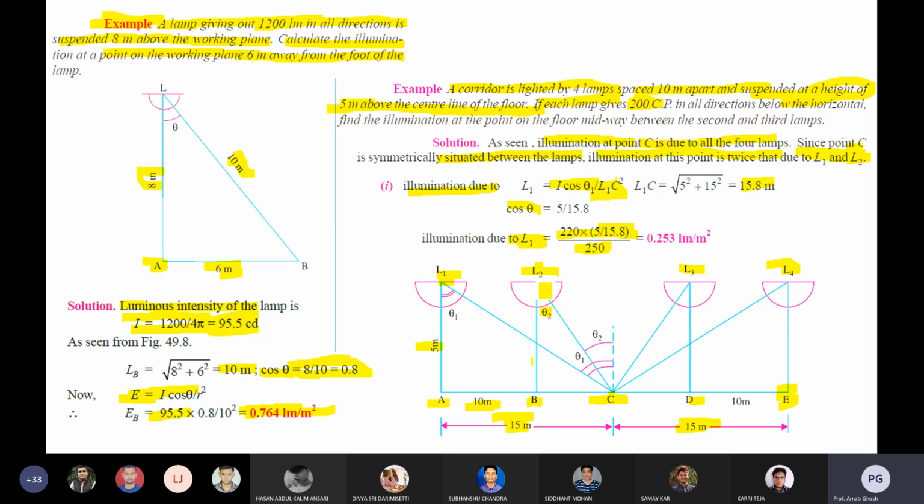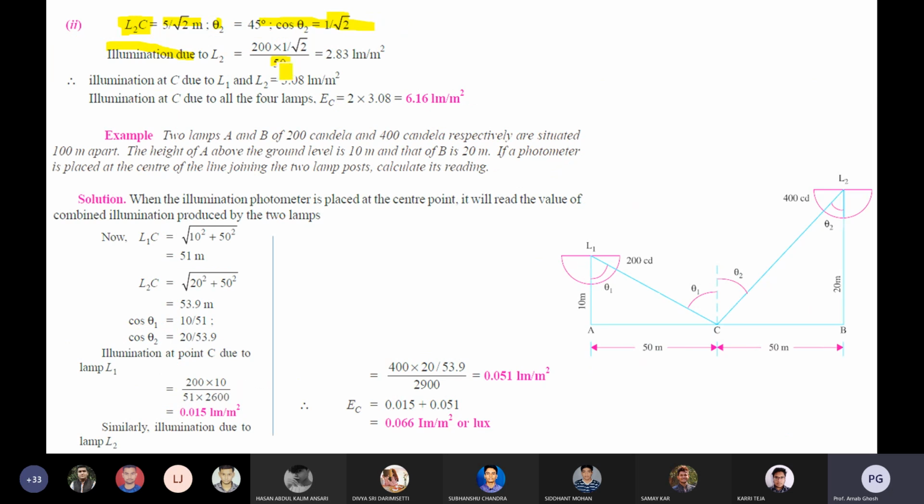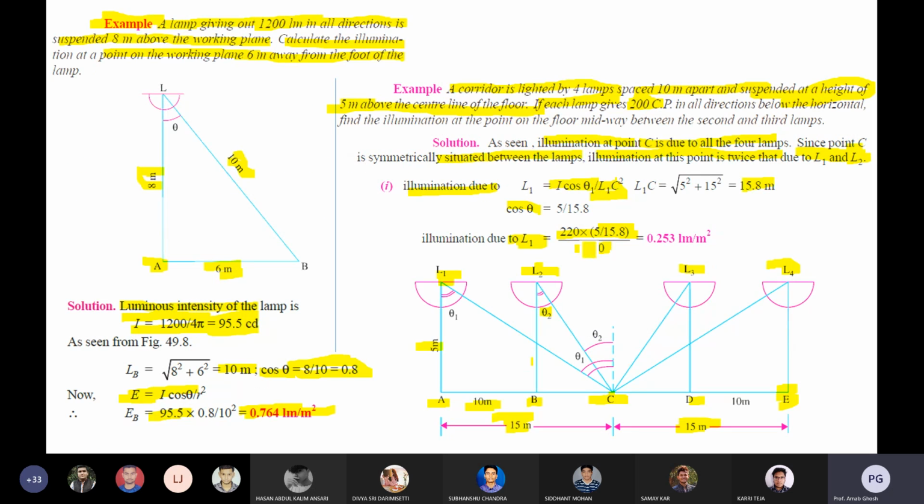But in the second case, what is the distance? L2C square means it will be 50. This is 5, this is also 5, so 25 plus 25, that is 50. So that's why it is 50. But I think this will be 200 instead of 220. So it should be 200. That value should be 200.